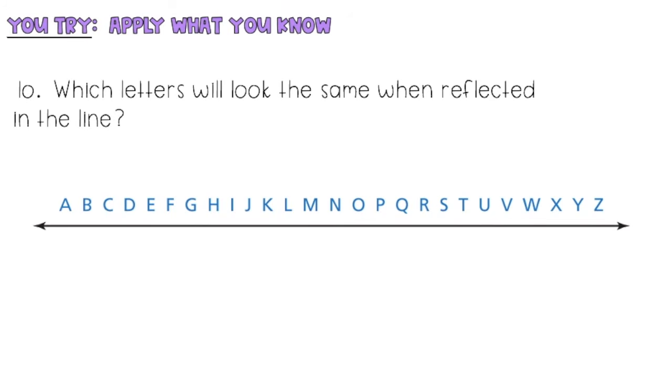Which letters will look the same when reflected in the line? You're allowed to use some scrap paper to draw this if you want to test out whether or not these letters will look the same or different when they're reflected upside down. So the letters that will look the same are B, C, D, E, H, I, O, and X.